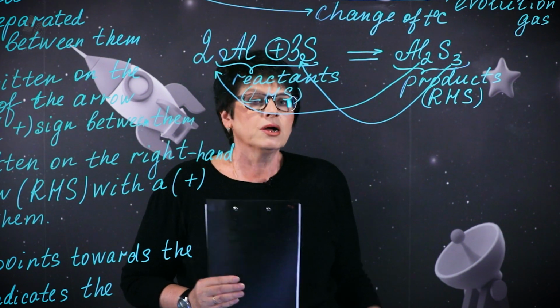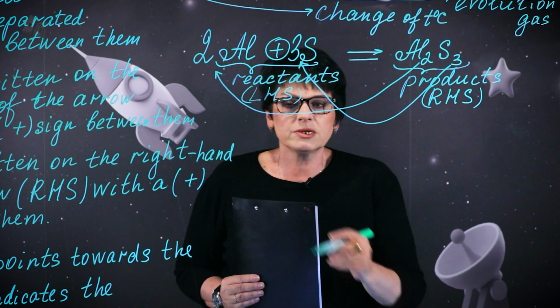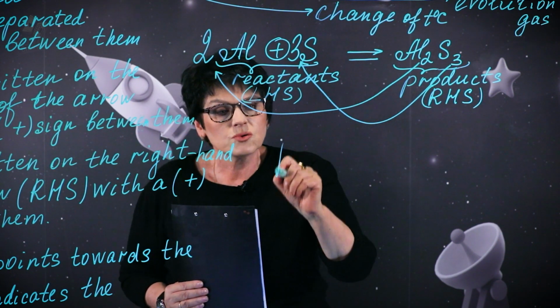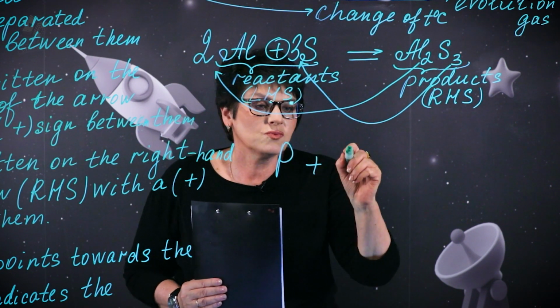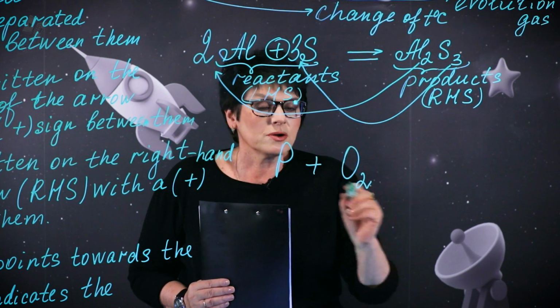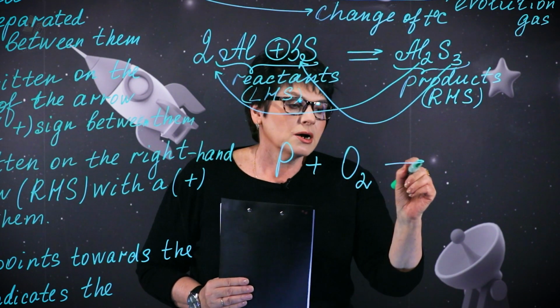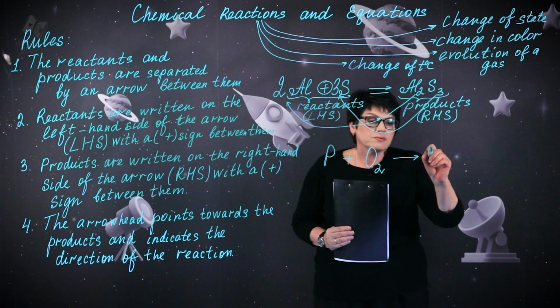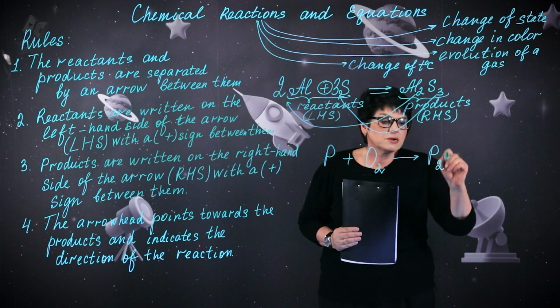But let's consider another example where we will use precisely the proposed scheme. Let us suppose that we have an interaction occurring between phosphorus and oxygen. Phosphorus and oxygen are substances that have the capability to interact with one another. On the right side, we end up with P2O5.